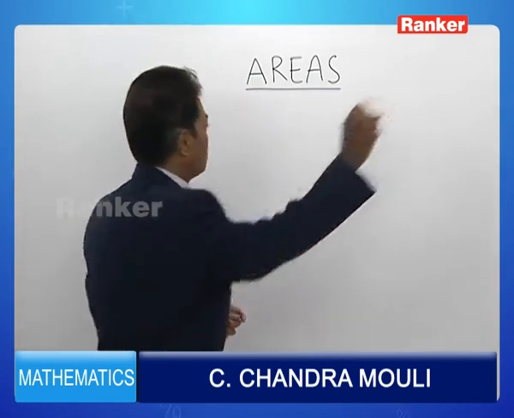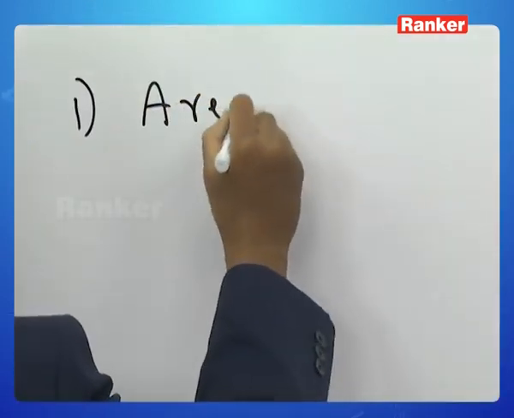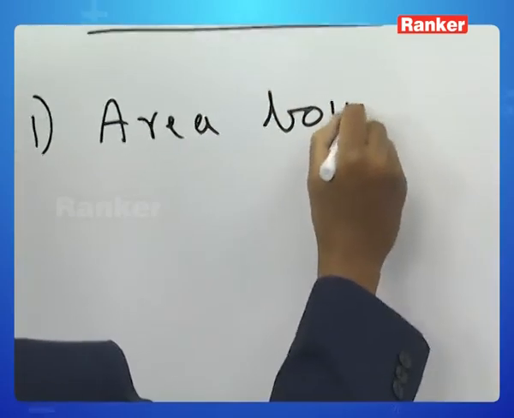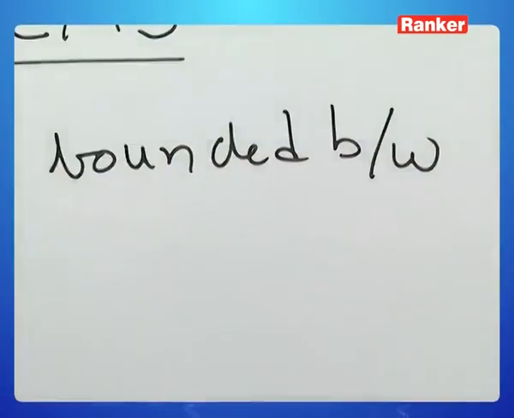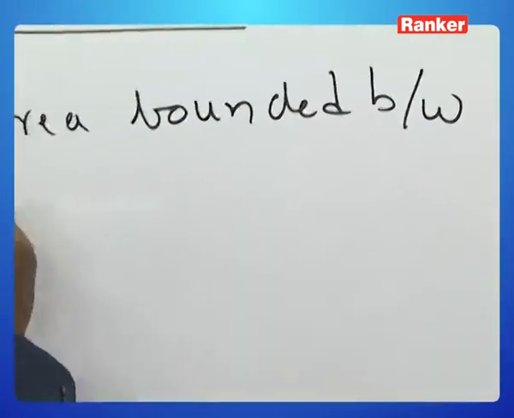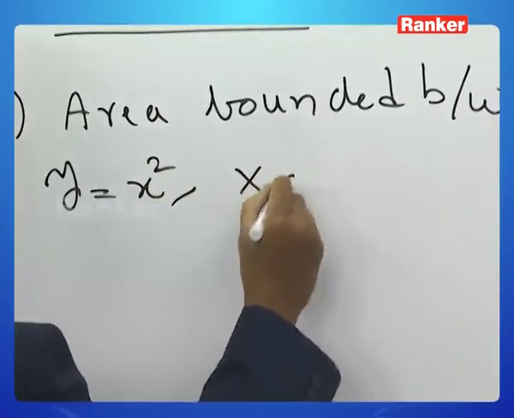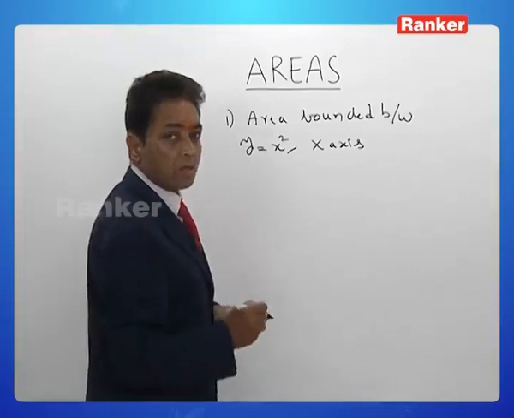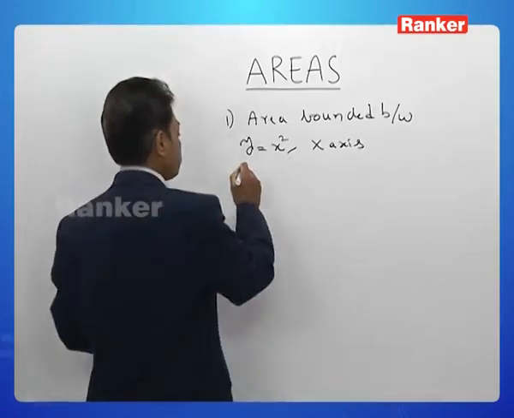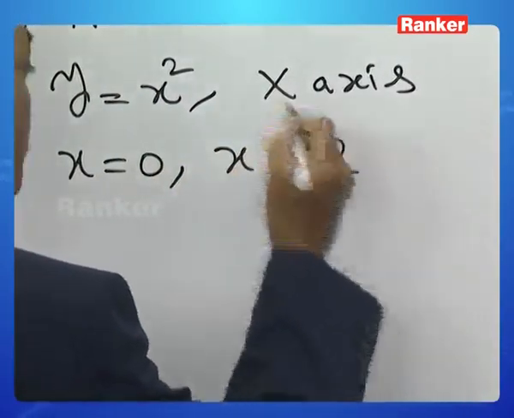So question number 1. Area bounded between parabola y is equal to x square, x axis, and two ordinates given, x is equal to 0 and x is equal to 2. So let us find the solution for this.